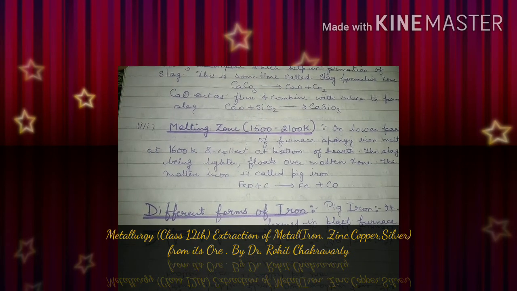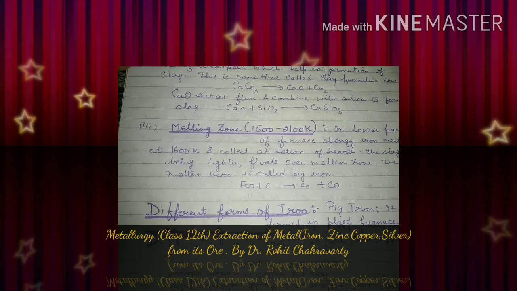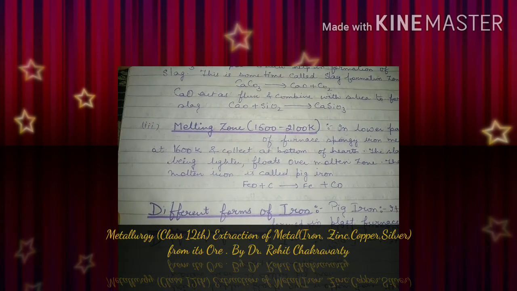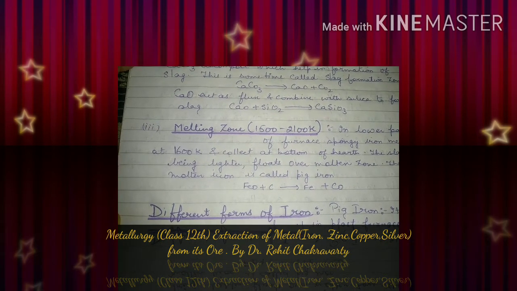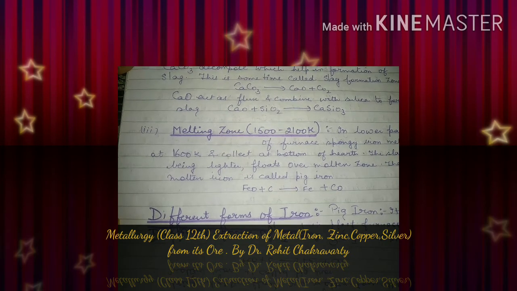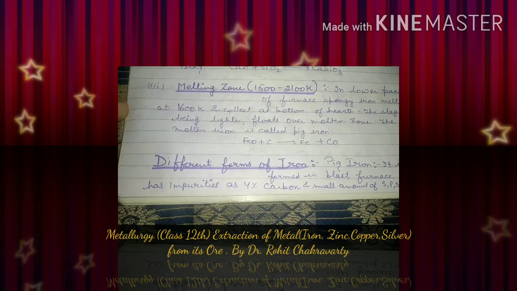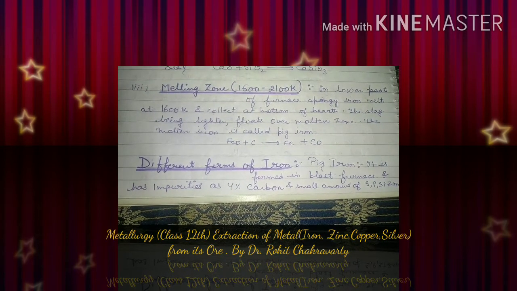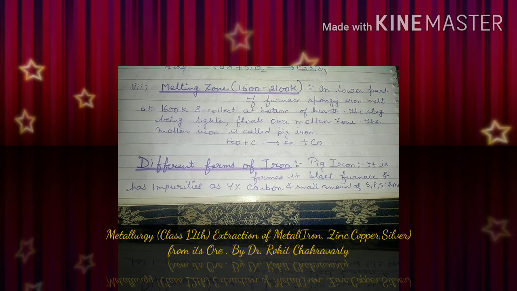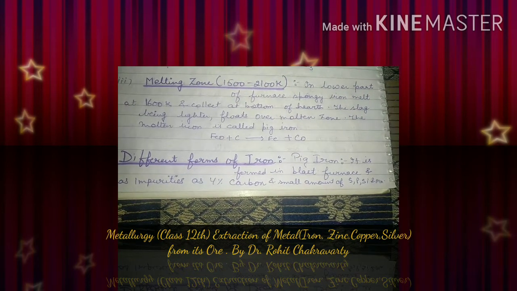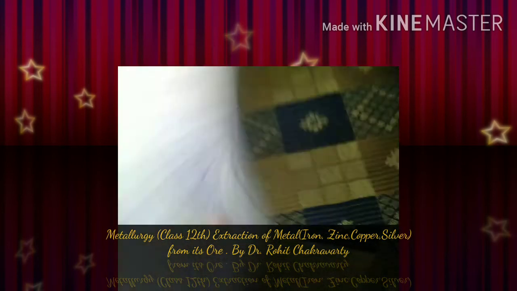So there are different kinds of iron that are formed. So I will discuss one by one. So this is the scheme. Finally, iron oxide gets reduced with carbon, forming iron plus carbon monoxide. So now the different forms of iron and their composition. First one is your pig iron. It is formed in the blast furnace and has impurity of 4% carbon and small amounts of sulfur, phosphorus, silicon and manganese.